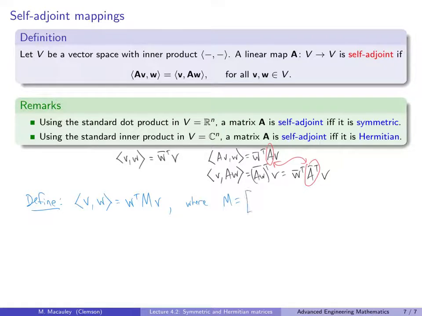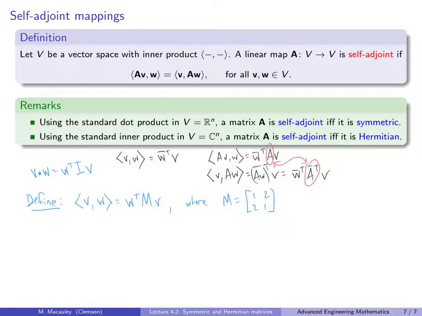M is 1, 2, 2, 1. Now notice that the standard inner product, V dot W, is W transpose times the identity times V. So think of this as, instead of putting the identity in here, this matrix M is something a little more complicated. Let's spend a few minutes exploring this so we can understand what's going on.